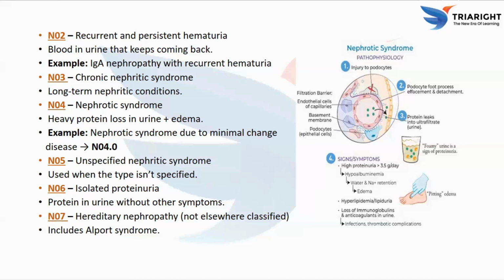Now, what is the major difference between nephritic syndrome and nephrotic syndrome? The main issue is inflammation in nephritic syndrome and damage causing protein leakage in nephrotic syndrome. Blood is present in the urine in nephritic syndrome, whereas in nephrotic syndrome, the urine is rich in protein. The BP levels are very high in nephritic syndrome, whereas in nephrotic syndrome, they are normal or very high.